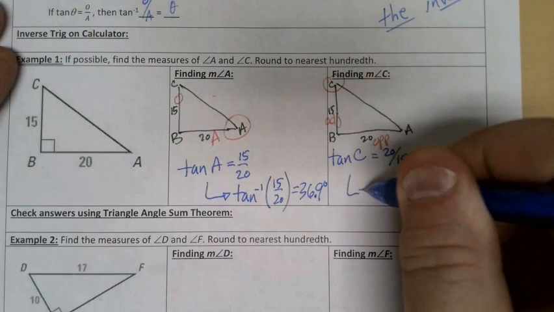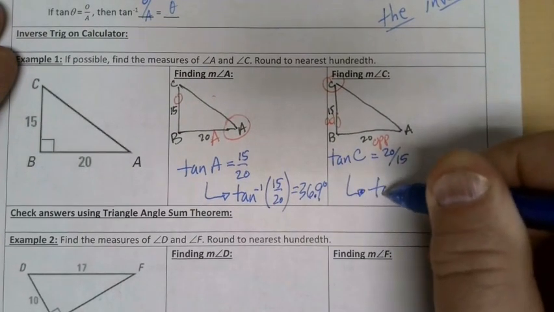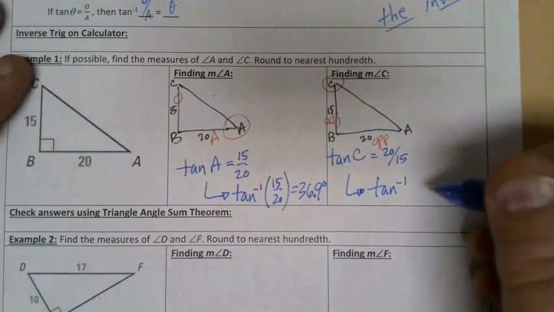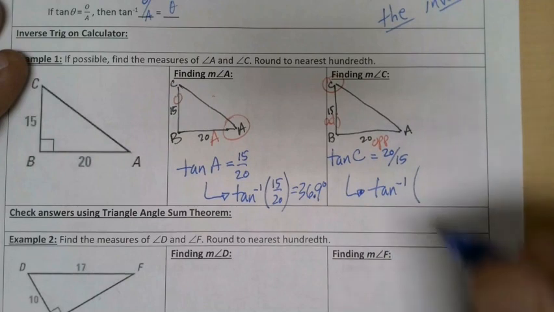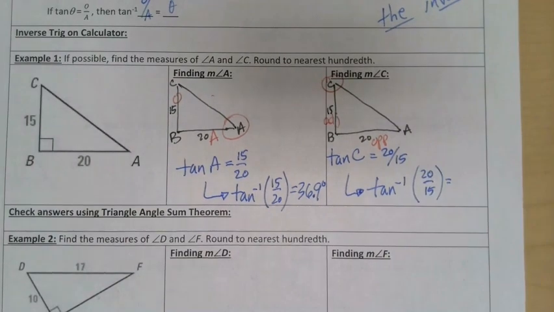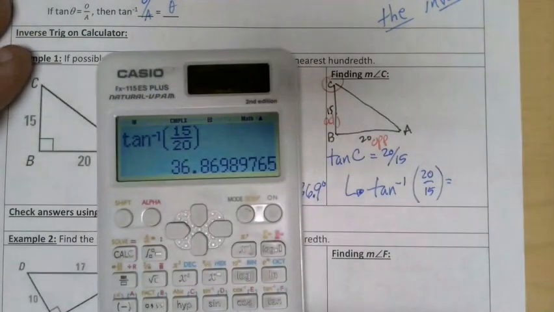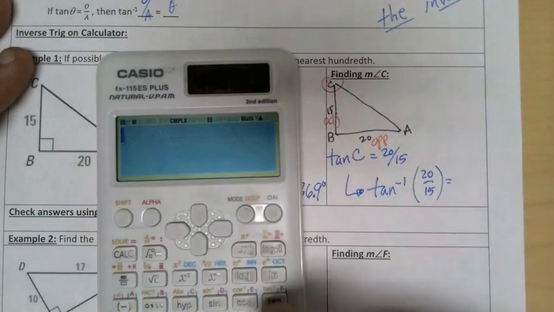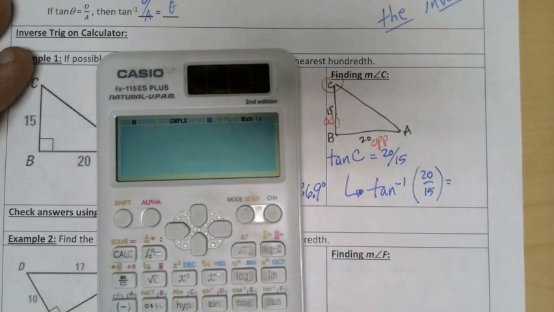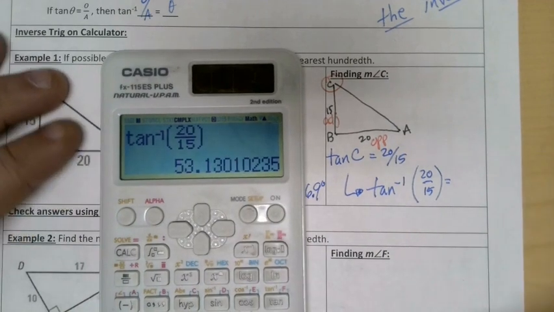Great. Now, since I'm finding a missing angle, I'm going to use the inverse trig ratio. So inverse tangent of 20 over 15. And I type that in my calculator. I get the inverse tangent of 20 over 15 equals, and I get 53.1.